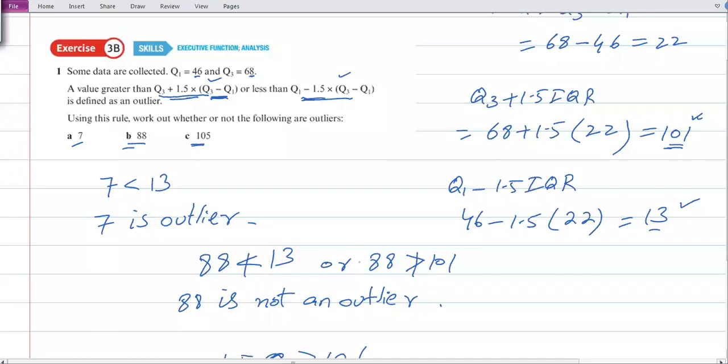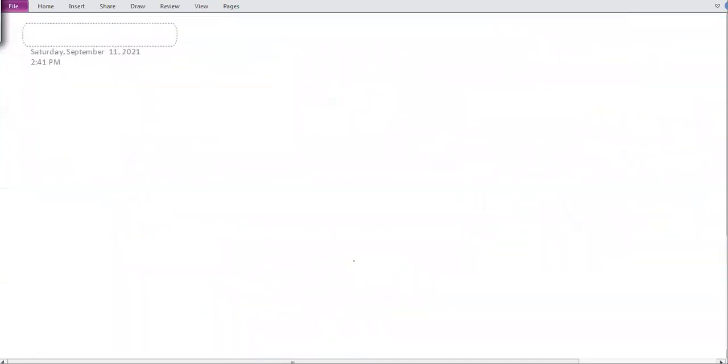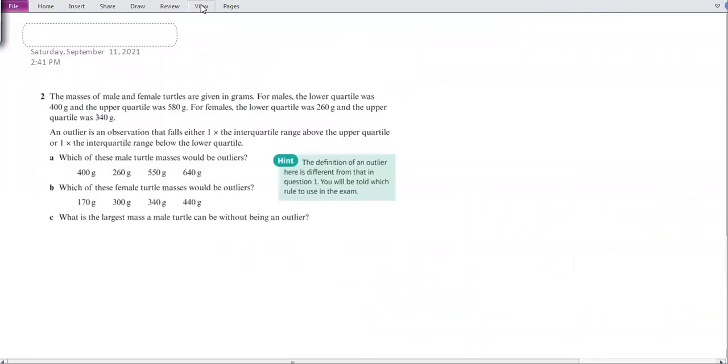Please let me know if you have any confusion about that. If not, then let's move to the second question.